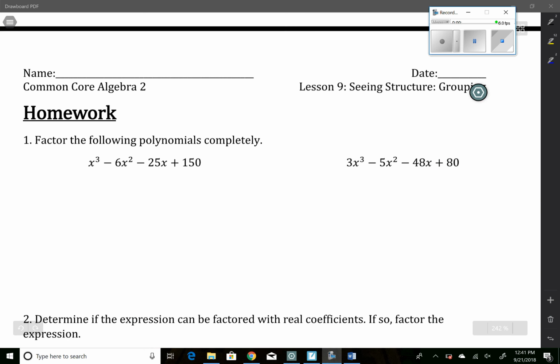All right, everybody, welcome to the video here for lesson number 9 or lesson number 8, depending on which class you're in, on seeing structure and factoring by grouping. So the first question here has us factor by grouping.